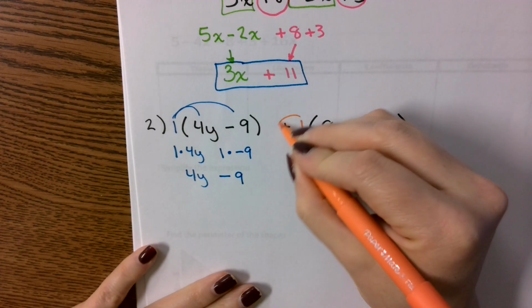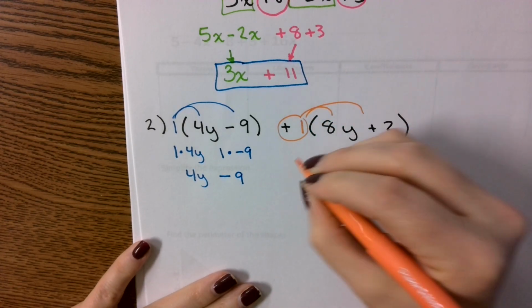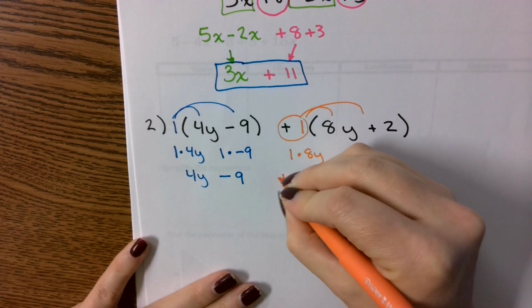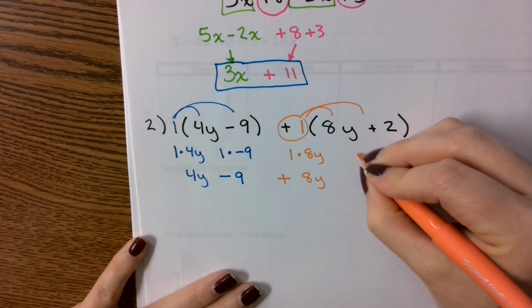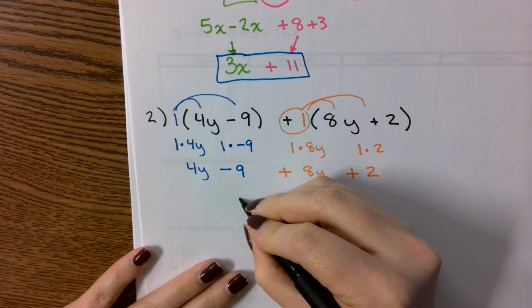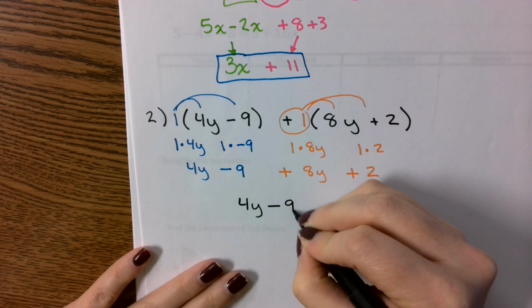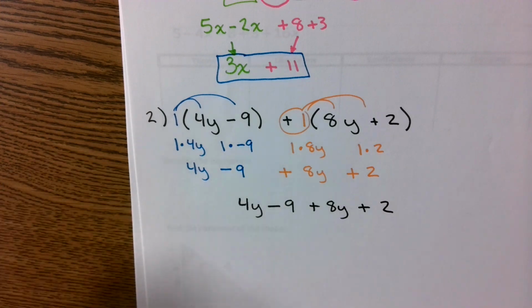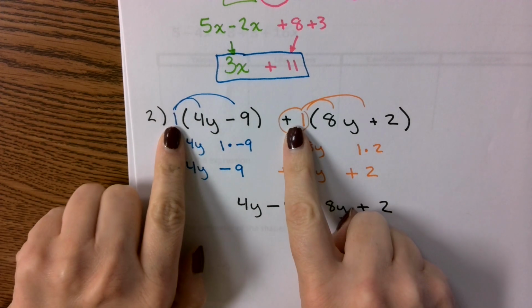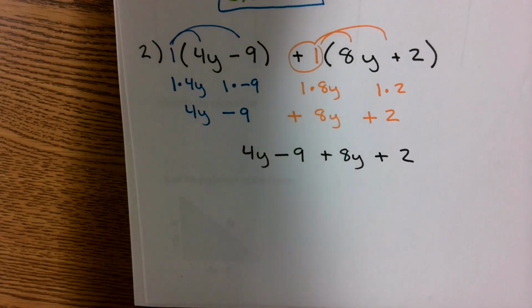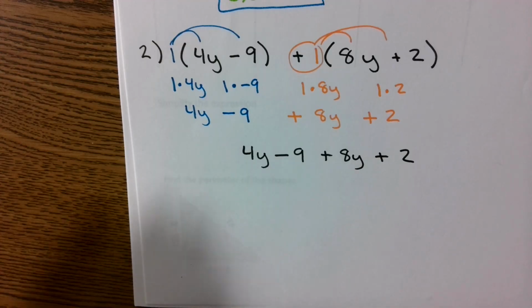And then when we distribute this positive 1, when we do 1 times 8y, it's still going to be a positive 8y. And when we do 1 times 2, it's still a positive 2. So we still have the exact same values that we did before. It's just now we're going to go ahead and get rid of the parentheses. But again, the only reason that everything stayed the same is because we were distributing a positive 1. That invisible positive 1 did not impact our binomials.